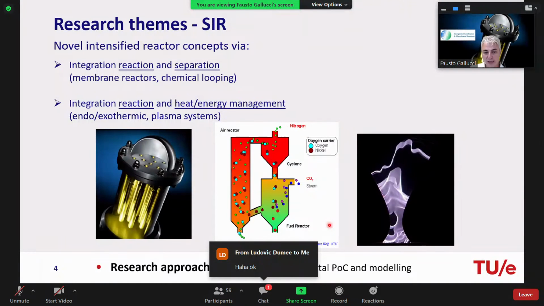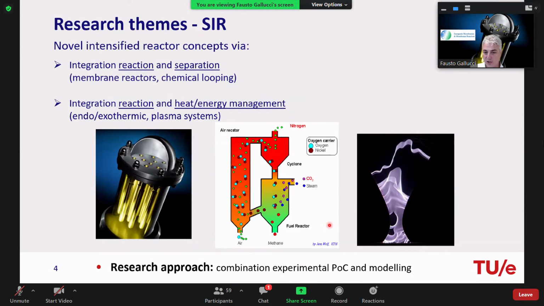In what is called chemical looping, the solid is a metal, which is oxidized, so it's taking the oxygen from the air, and then is releasing the oxygen in another reactor. You can also think about a solid that instead of taking oxygen takes CO2, so you have absorption, a separation via absorption, and then you release the CO2 in another reactor.